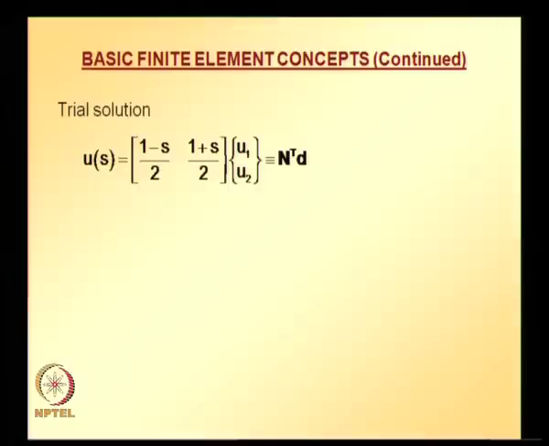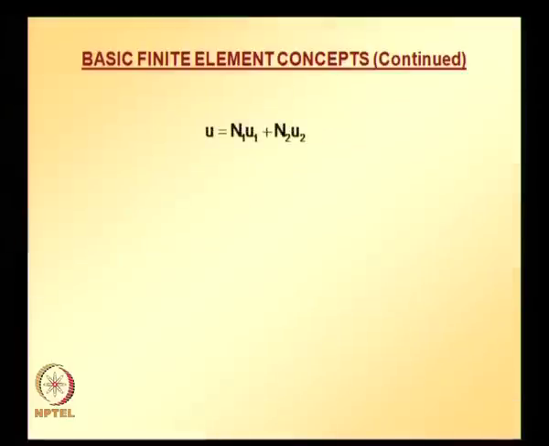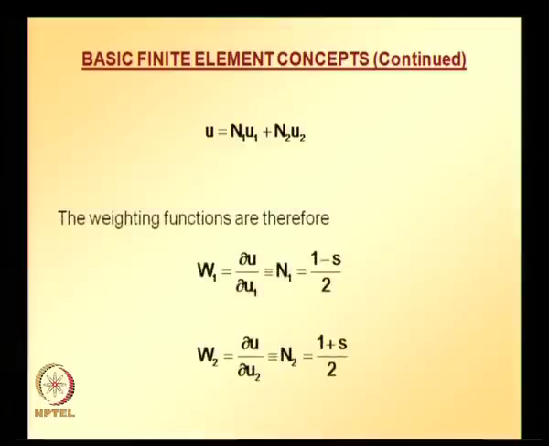Trial solution is N transpose d, derivative of trial solution is B transpose d, you have seen all these earlier, and N transpose is N1 N2 and B transpose is the derivative of N1 N2. The trial solution can be written as u is equal to N1 u1 plus N2 u2, and the weighting functions are here.